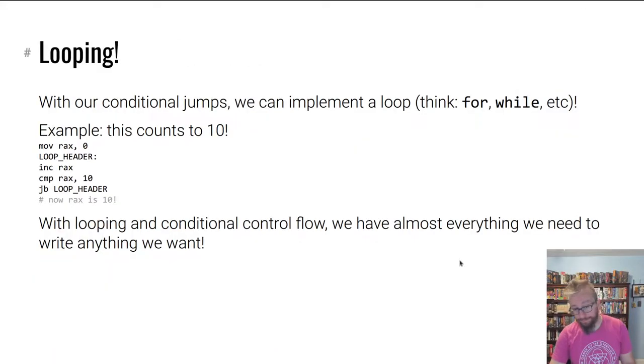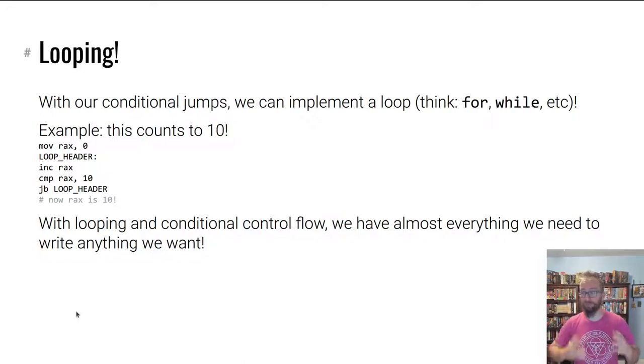Awesome. Okay. Now that we have conditions and we have conditional jumps, we can actually make loops that do stuff. So this is a loop that will count to 10. It sets RAX to 0, it increments it, it compares it against 10, and if it's below 10, unsigned less than, it'll jump back to the loop header. When it doesn't jump back to the loop header, it just keeps going forward to the next instruction, and now RAX is 10.